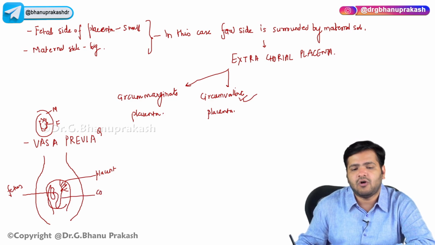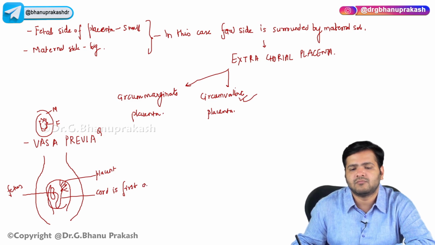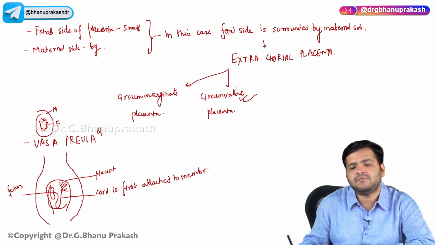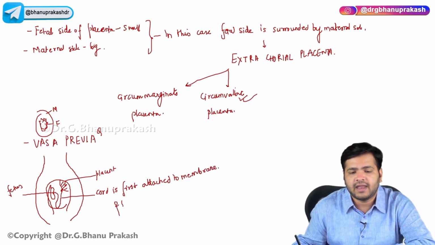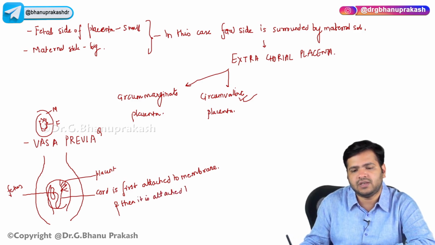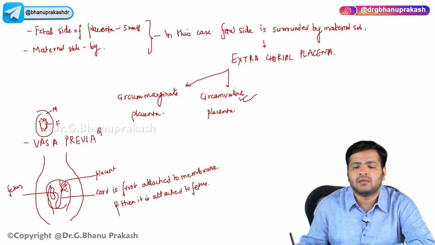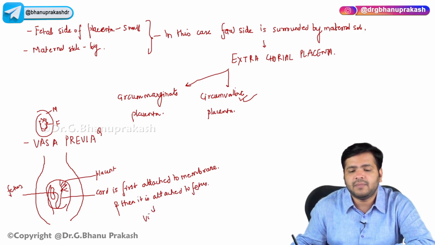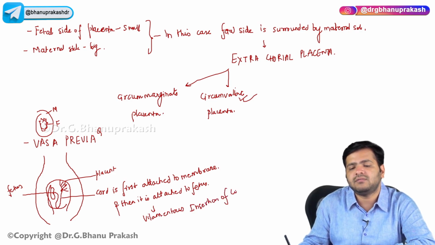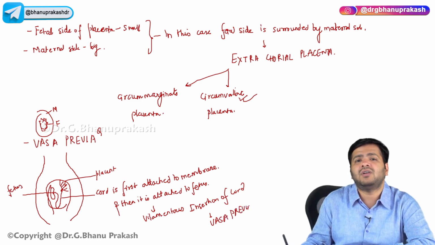So remember, the cord is first attached to the membrane and then it is attached to the fetus. In this case, this is called the filamentous insertion of cord, and this is something which is referred to as the vasa previa. Now, what are the complications, guys?